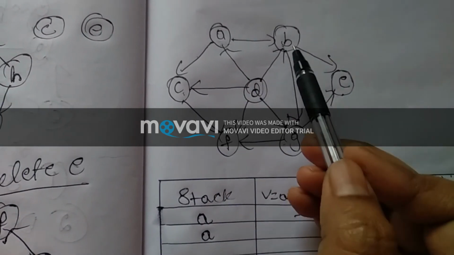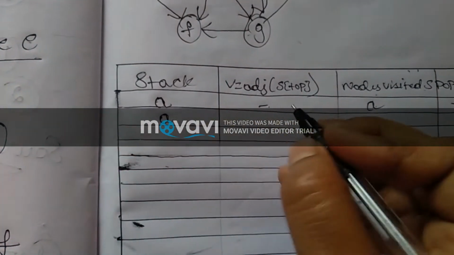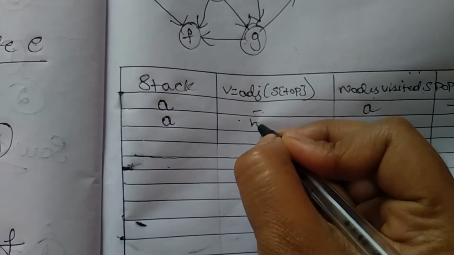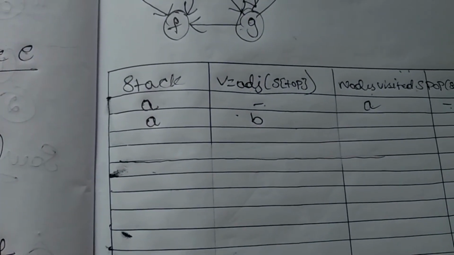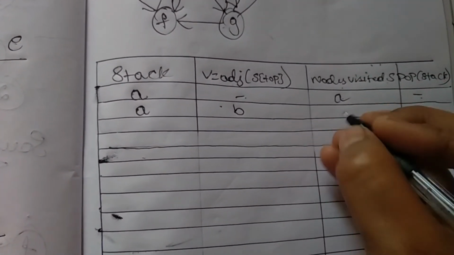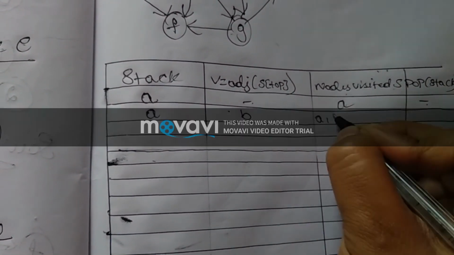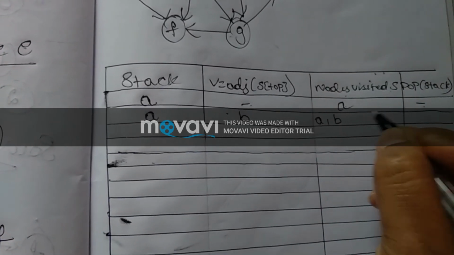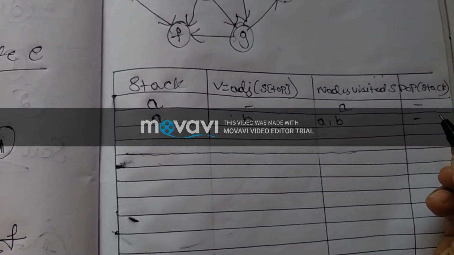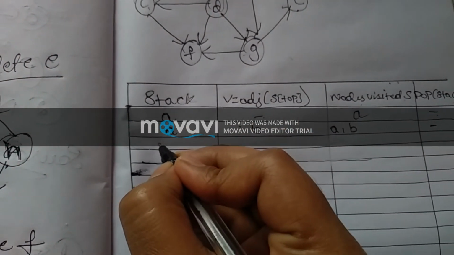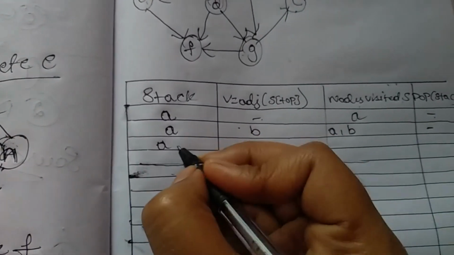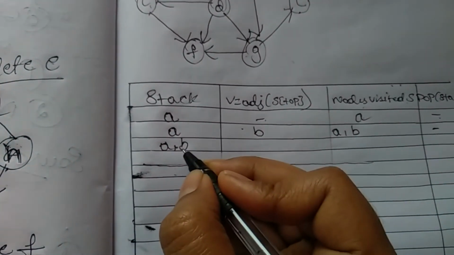First I will select B here. On top of the stack in the beginning A is there, so I'll just write B. Then nodes visited: I have already visited A and now I have visited B. Here I'm not going to pop anything. Now, which is on top of the stack? B is on top of the stack, so I'll take A comma B.